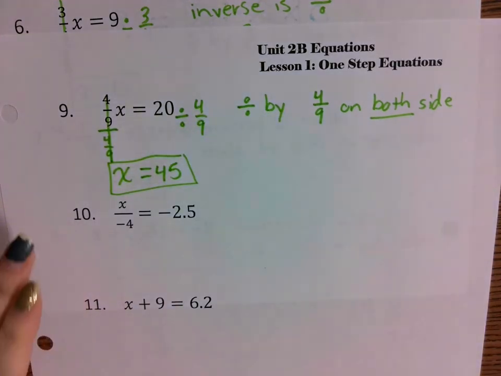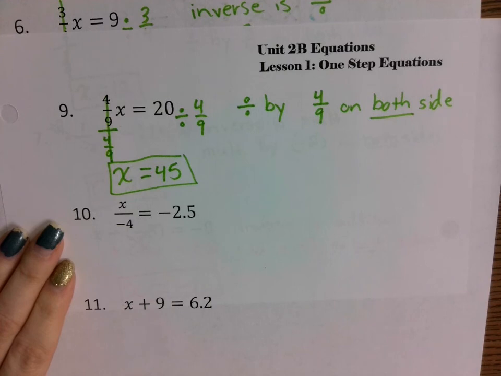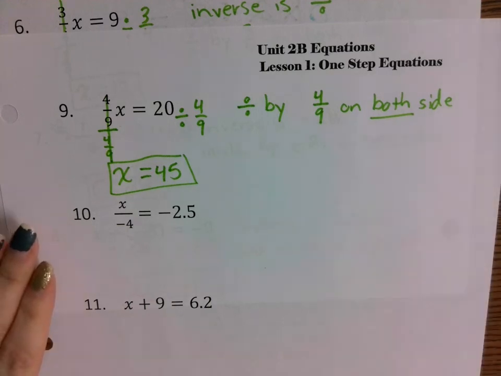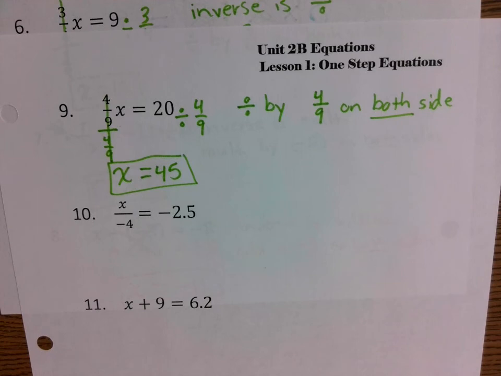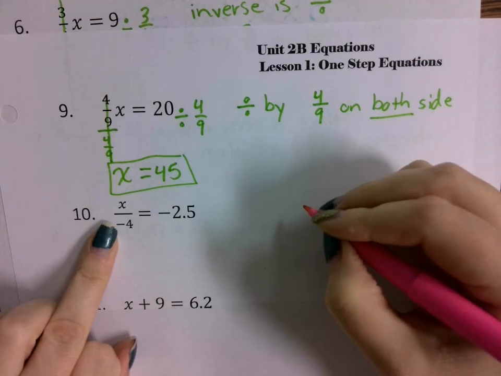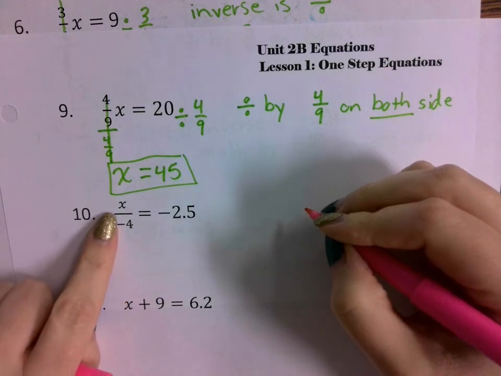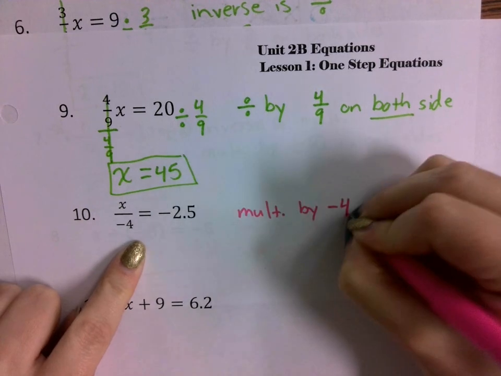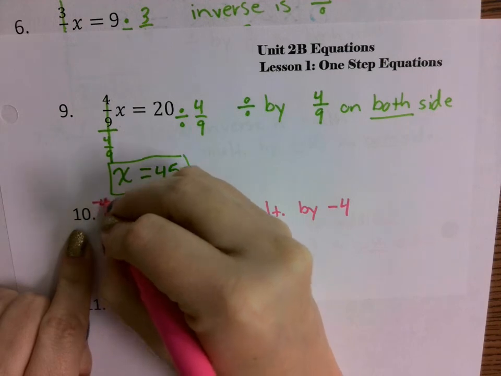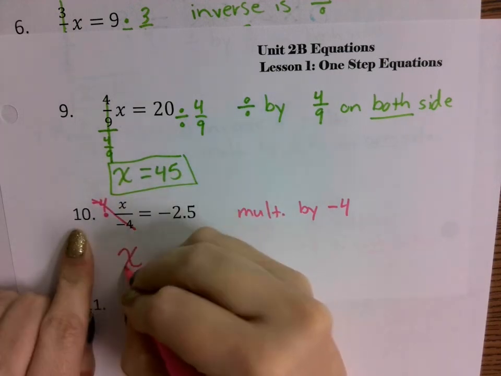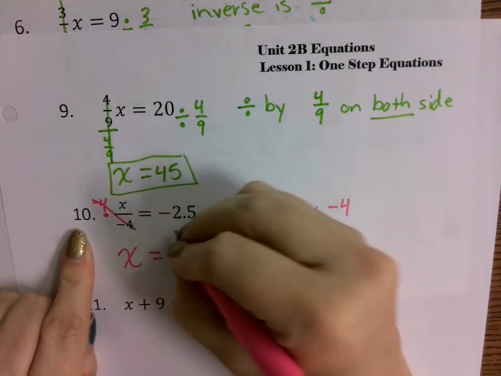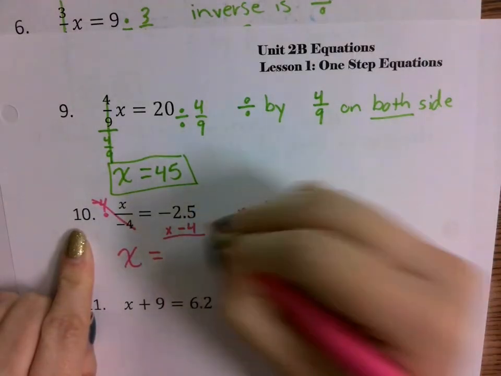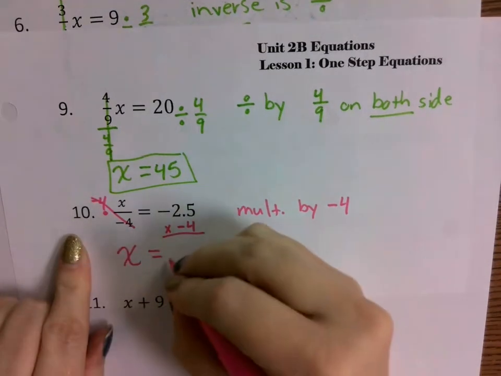Problem number 10 is going to go to person 27. Who's 27? Ezra, what did you get for problem 10? 10 is correct. You are currently dividing by -4, so this time you're going to multiply both sides by -4. Multiplying the left side by -4 gets x by itself, and then -2.5 times -4 comes out to a +10.